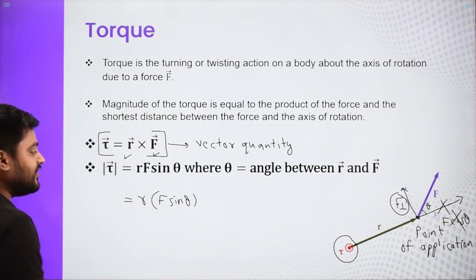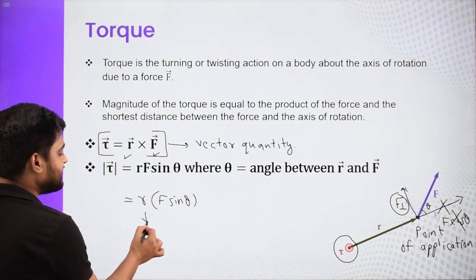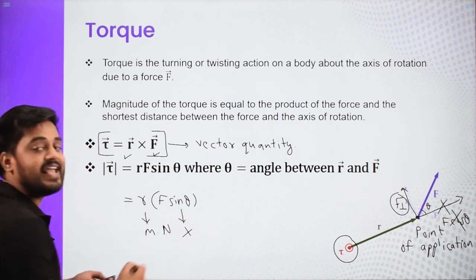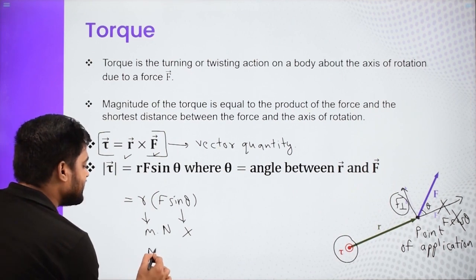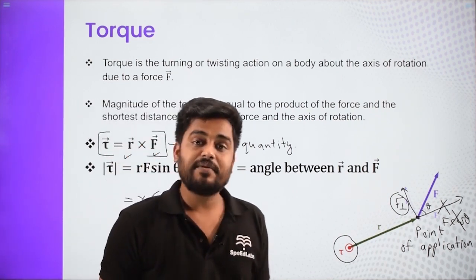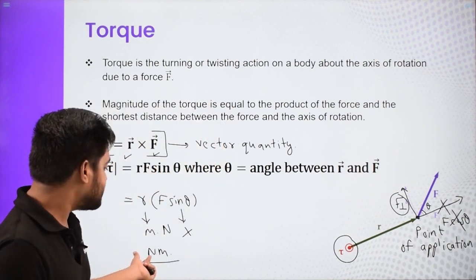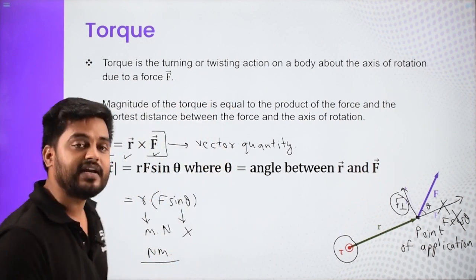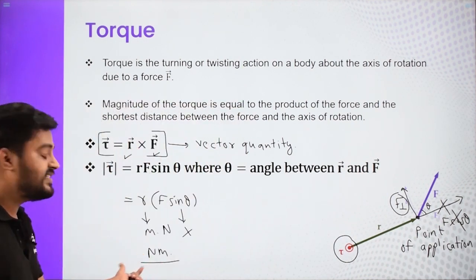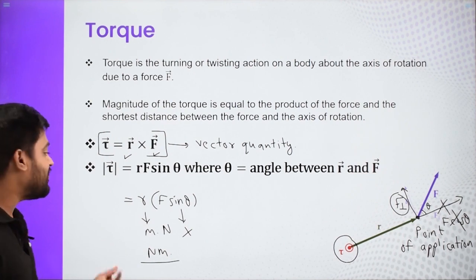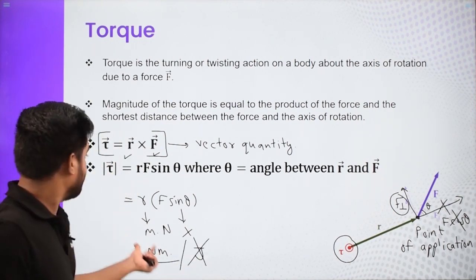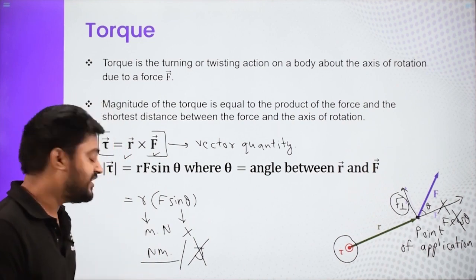What about the SI unit? If we talk about the SI unit, this is meters, this is Newton, and this doesn't have any unit because sine theta is a ratio. So I'll say the unit is Newton meter, which in terms of dimension is the same as energy, because it is force into displacement, which is work or energy. So the dimension is the same as work and energy, but the unit written here is Newton meter. We never write it as joule. This is not joule, remember. So the unit of torque is Newton meter, not joule.